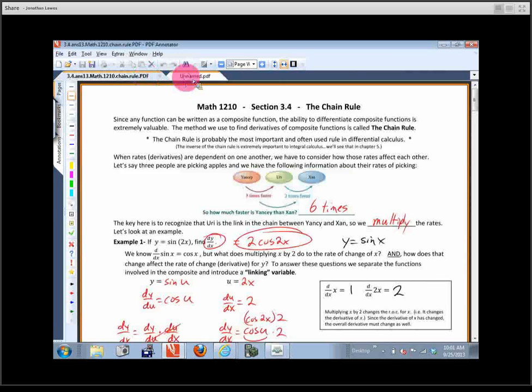Couple of quick questions though. Can you tell me what the derivative of cosine 7x is?